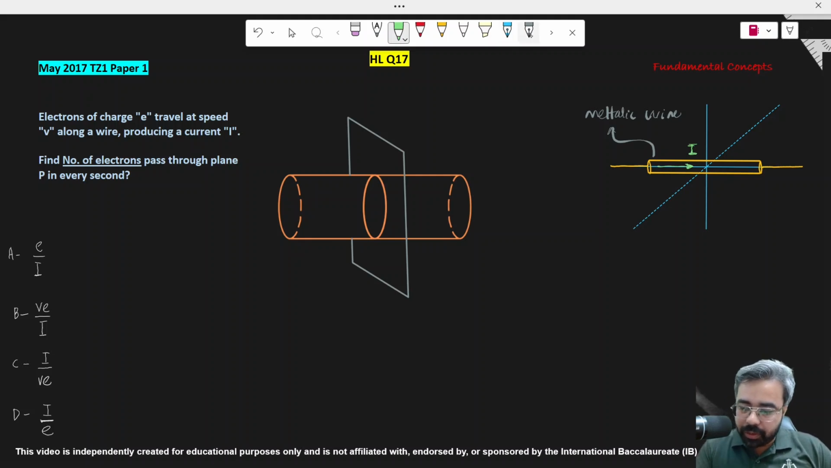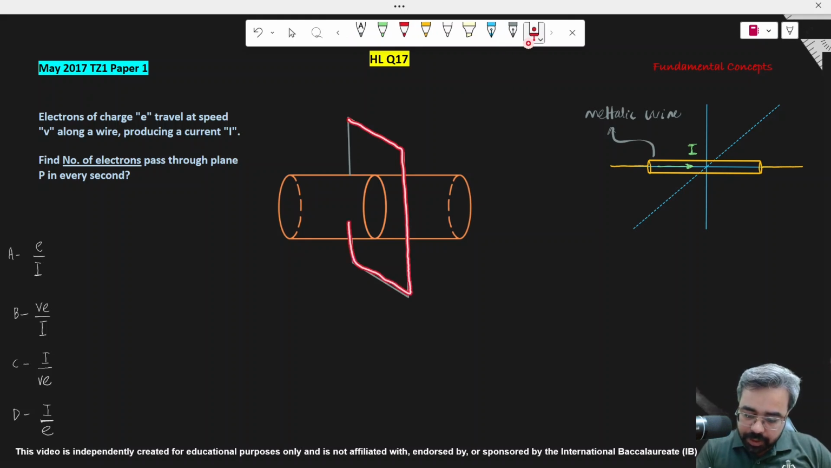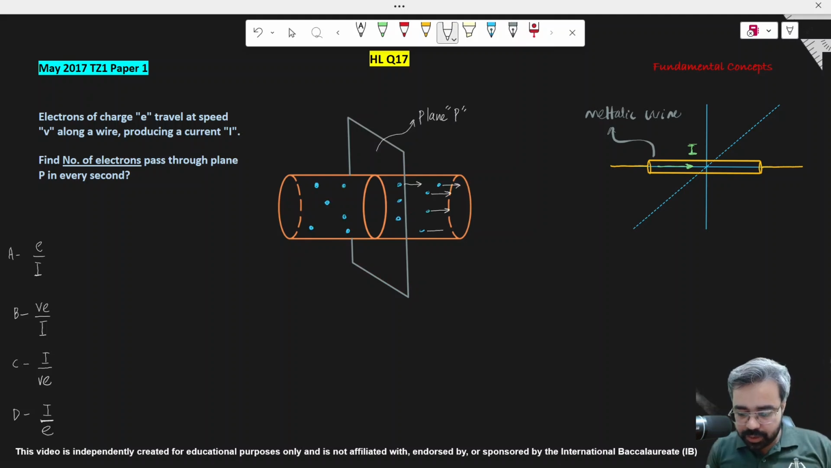Right now in the question, we are taking this plane which is perpendicular to this metallic wire, and this plane is P. You can see that these are all particles. By the way, all of these are electrons, and every electron has a charge e. According to the question, they are moving in a certain direction and are going to cross this cross-sectional area, this plane. In our question, we have to find the number of electrons per second, basically n over t. So it's a very easy question.